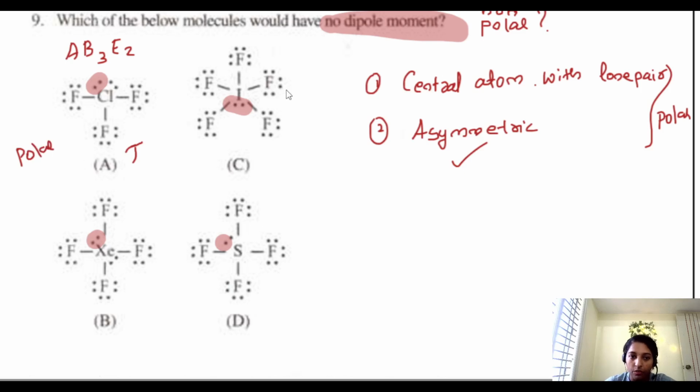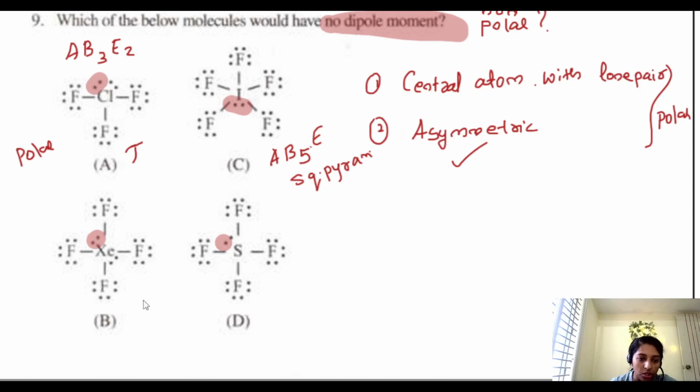Okay, then what about this one? Here also, what kind is this? Sorry, AB5E1. One lone pair is there, which means octahedral is the electron geometry, but the shape is called square pyramidal. Square pyramidal is also an asymmetric structure, so it is also polar.